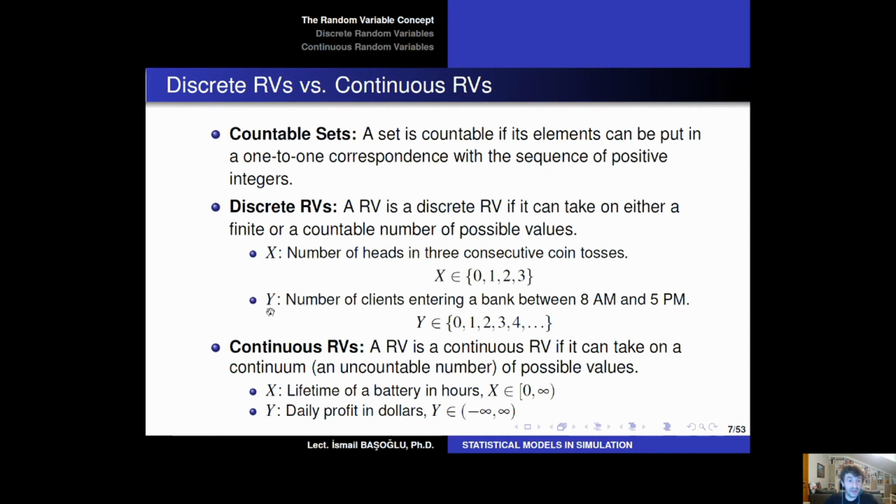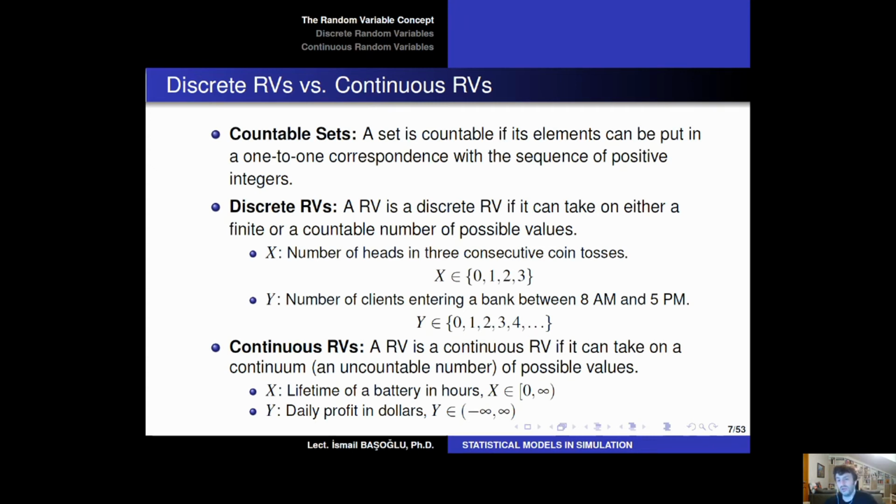Now, Y can take how many different values? First of all, on that day, nobody can enter. It is possible, right? So nobody would be interested in doing anything in that bank on that day. Now, it has a very low probability, but still it is possible, right? So on that day, there may be only one client arriving, or two clients maybe, or three clients, four clients, five clients.